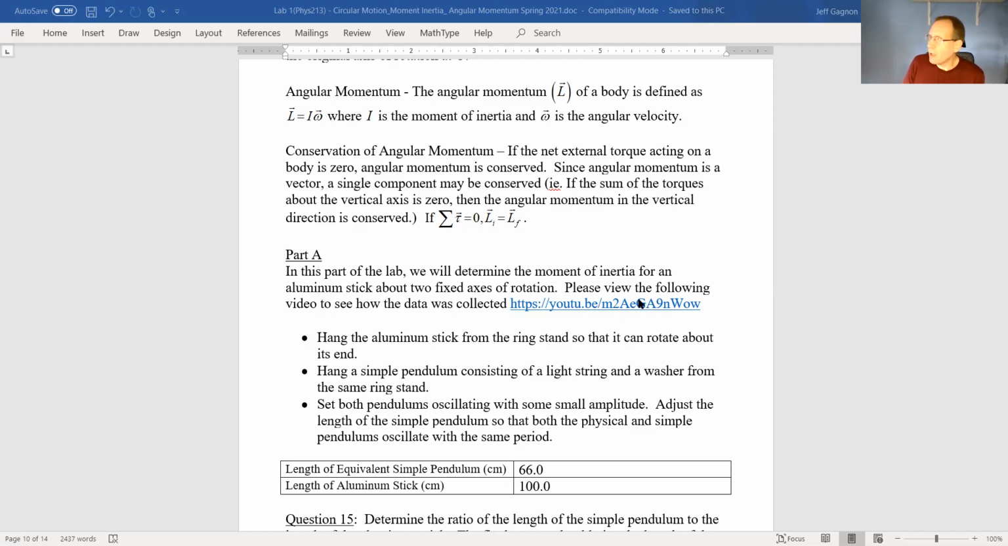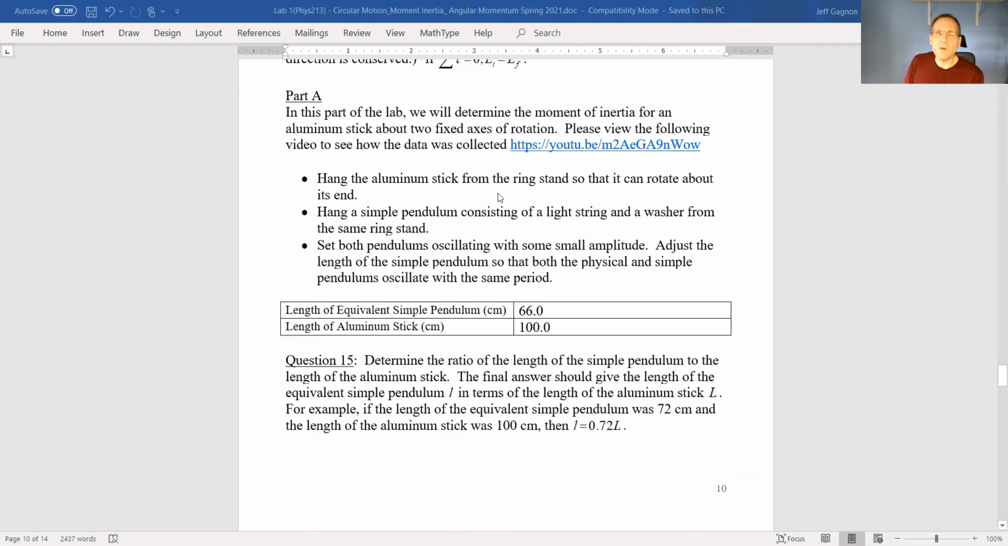This was the experiment involving the aluminum stick. First we hung the aluminum stick from the end, because we're going to calculate the moment of inertia about the end first. We hung a simple pendulum, consisting of a light string and a washer, from the same pivot point at the end. I adjusted the simple pendulum so that it became an equivalent simple pendulum, and both pendulums oscillated with exactly the same period. I found that the length of the equivalent simple pendulum when it had the same period was 66 centimeters. I measured its length. The length of the aluminum stick is a meter, so it's 100 centimeters.